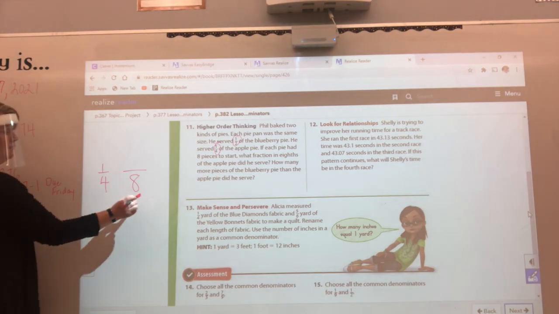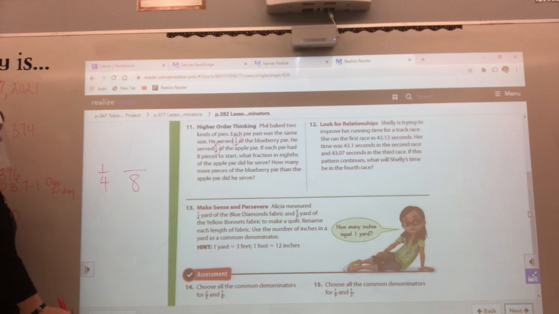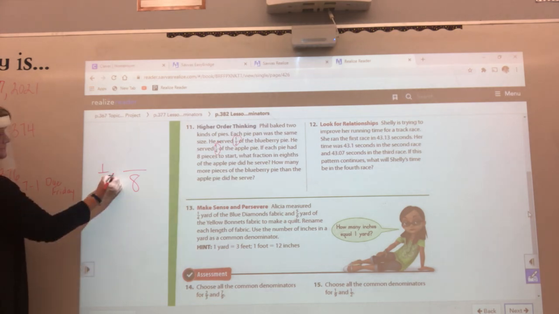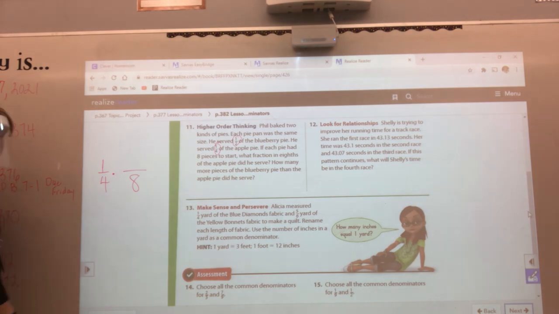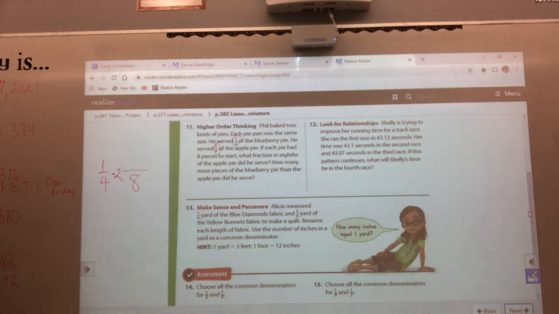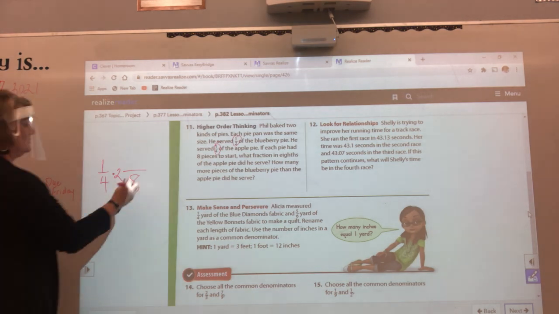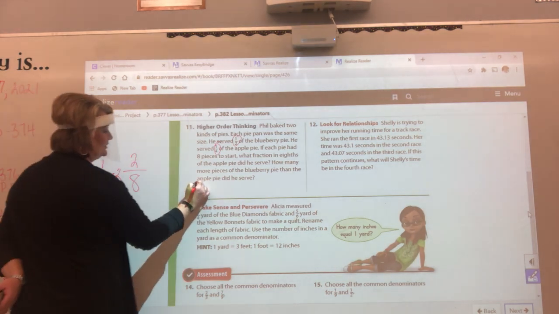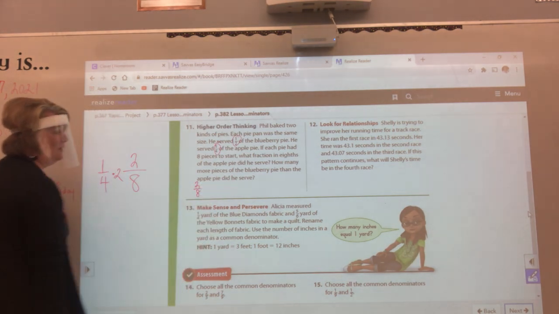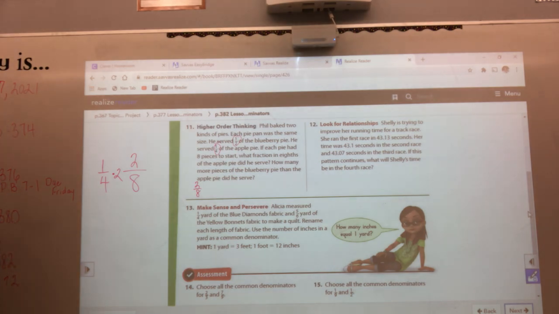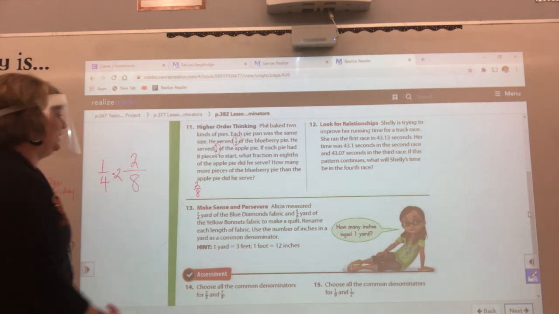So Hope, how do I go from 4 to 8? 4 times what gets me 8? 6. No, not 4 times 6. 4 times 6 gets me 24. 2. So if I multiply the bottom times 2, I got to multiply the top times 2. So what's 1 times 2, class? 2. So there's your first answer. It wasn't ever 1/4, it was 2/8 because they wanted us to do it in eighths. Are y'all tracking with me? Okay, now let's keep going.